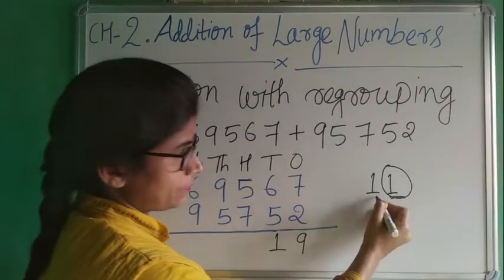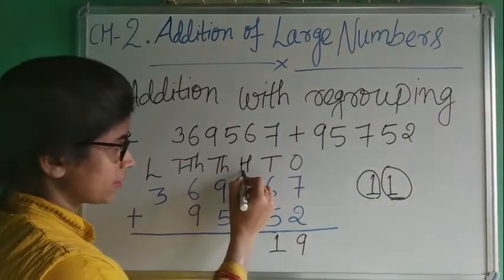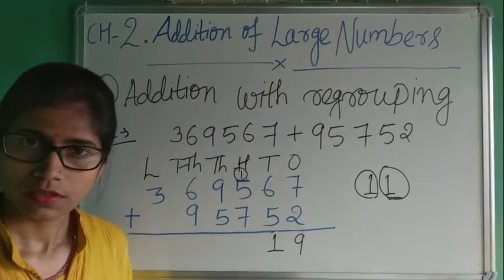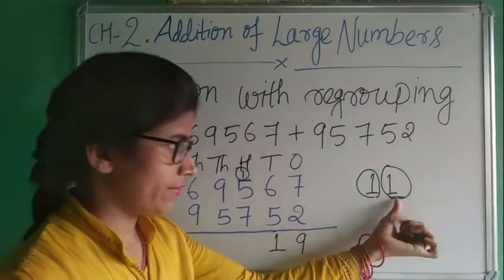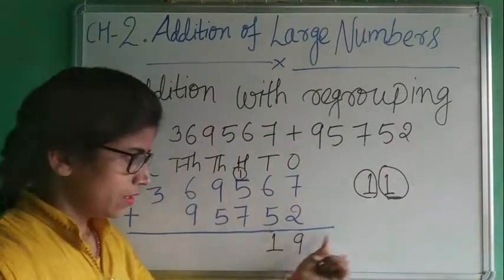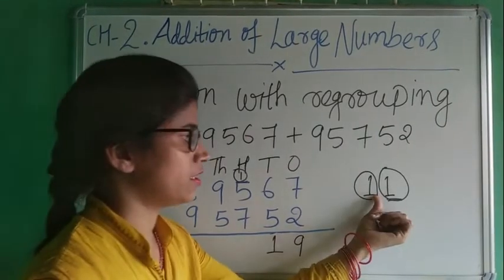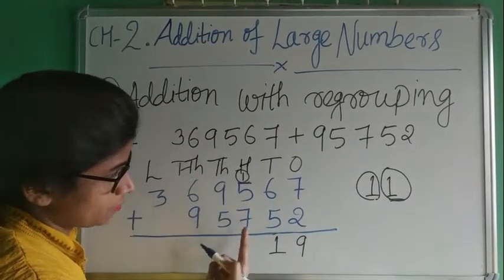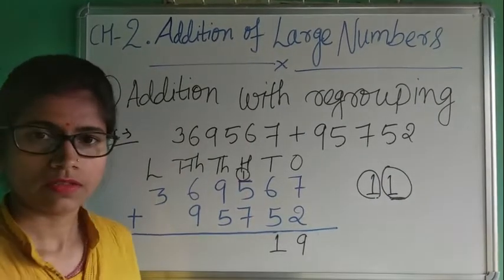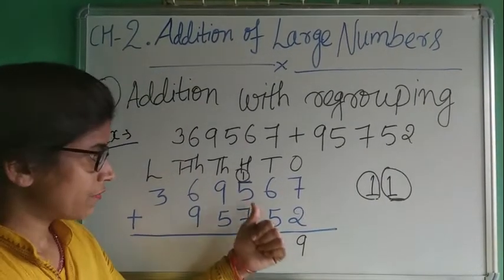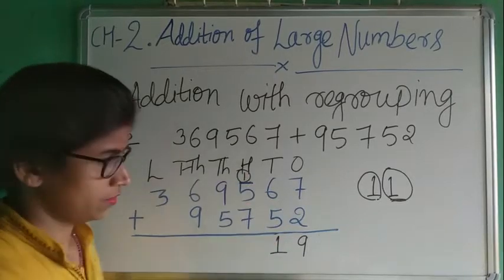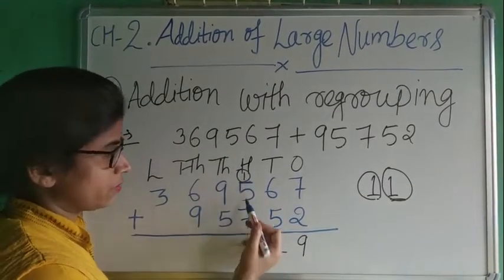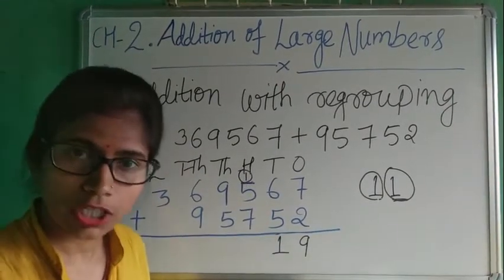Okay. And the left side digit, you will take as carry. Okay students, so in 11, this right side one I have taken here and this one is carry. Now let's add the hundreds place number, 5 plus 7. It is 12. And after adding the carry, 7 plus 5 is 12, plus 1 is 13.